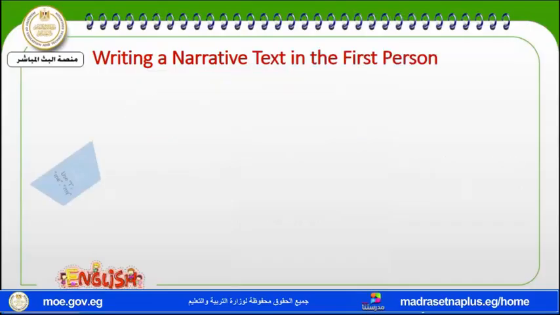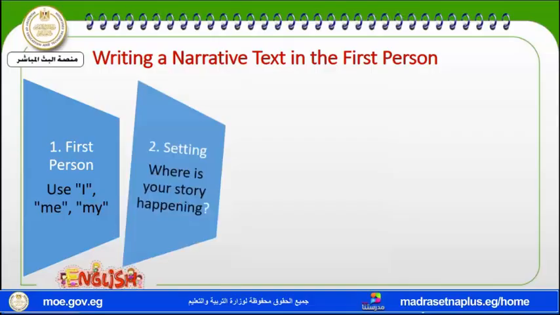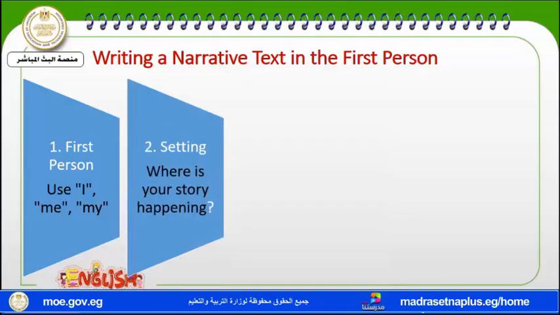In order to write a narrative, you have to follow some steps. First, you are going to use I, me, my. There is no he, no she, no it. Also, you are going to tell us the setting. What is the setting? The place. Where is this story happening? Does it happen in Cairo, in London, in your village, in your town? Where is the place?